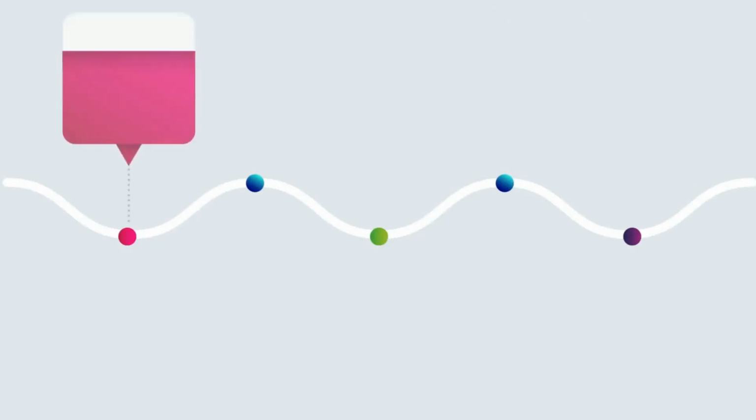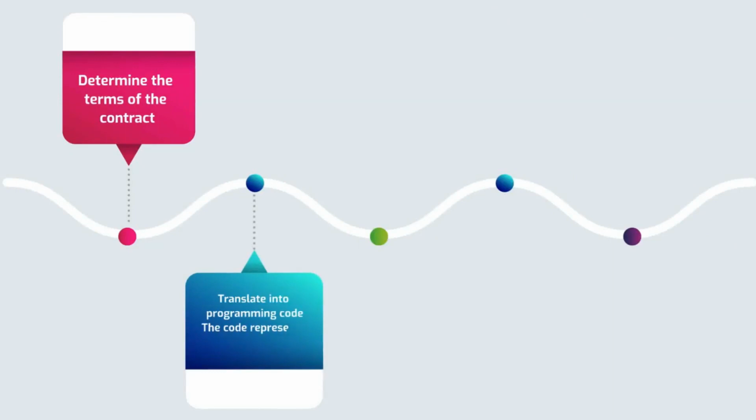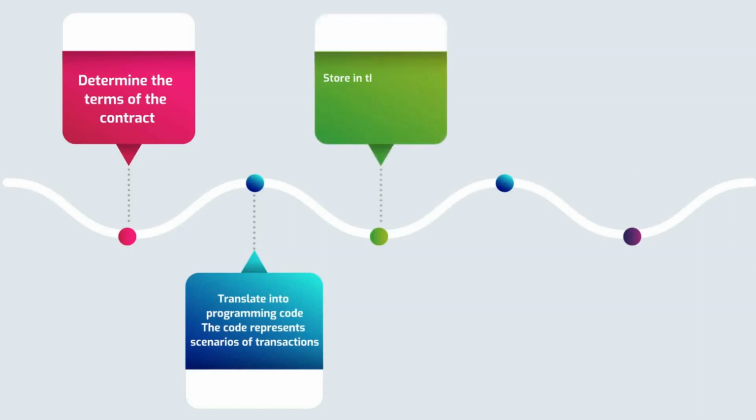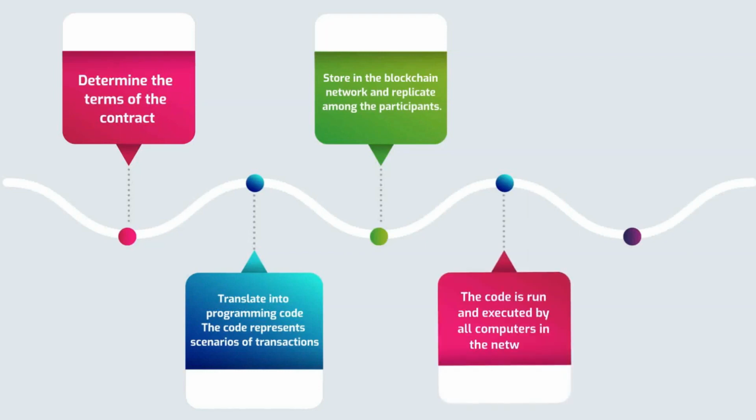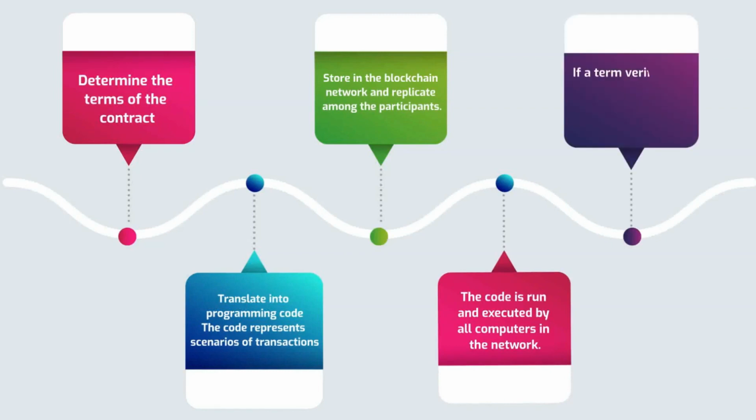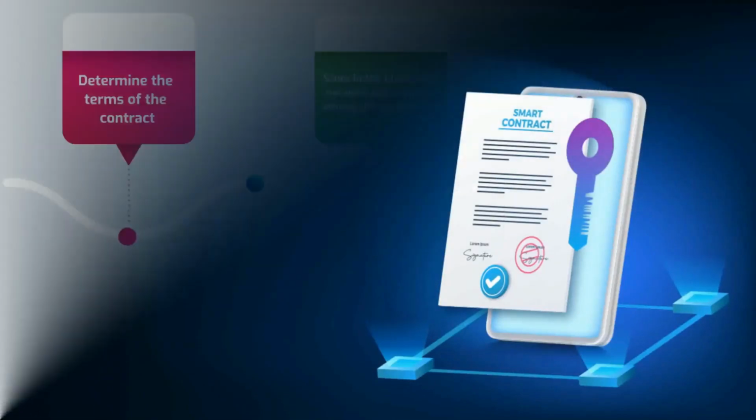First, the contractual parties should determine the terms of the contract. After the contractual terms are finalized, they are translated into programming code. Basically, the code represents a number of different conditional statements that describe the possible scenarios of a future transaction. When the code is created, it is stored in the blockchain network and is replicated among the participants in the blockchain. Then the code is run and executed by all computers in the network. If a term of the contract is satisfied and is verified by all participants of the blockchain network, then the relevant transaction is executed. Now it's time to look at the pros and cons of smart contracts.